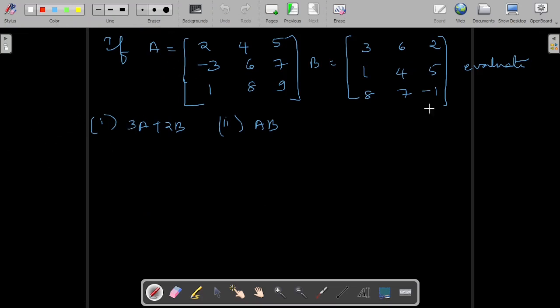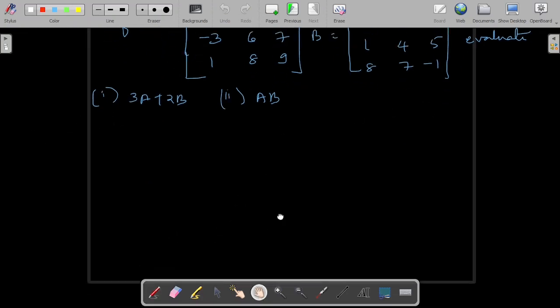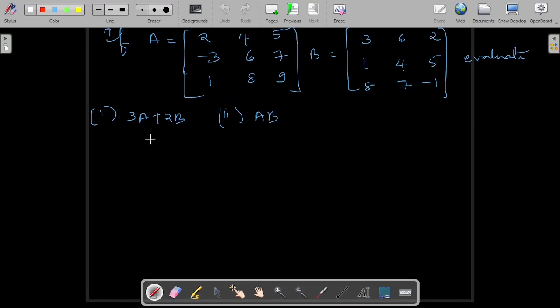Now 2 matrices are given here. You have to find 3A plus 2B. 3A means first find 3A, then find 2B, then add those two matrices. 3A means every element of A has to be multiplied by 3. 3 2 is 6, 4 3 is 12, 5 3 is 15. Then 3 3 is 9, 6 3 is 18, 7 3 is 21, 3 1 is 3, 8 3 is 24, 9 3 is 27.